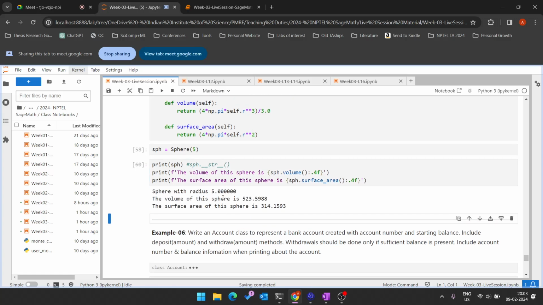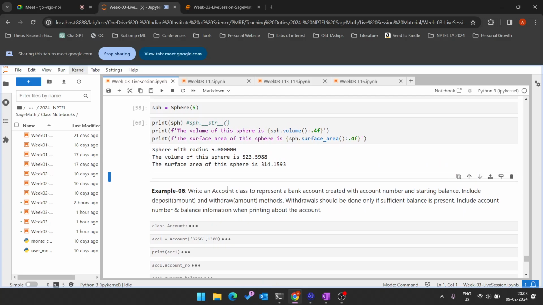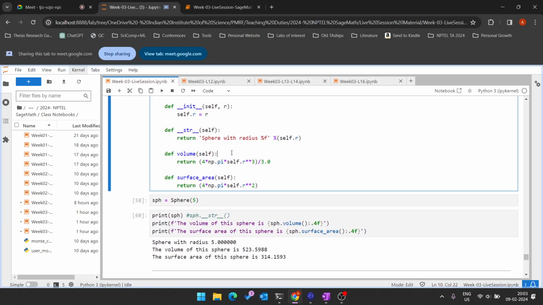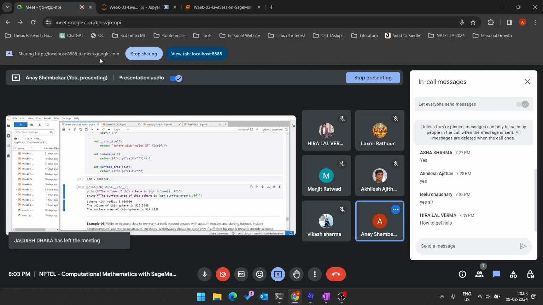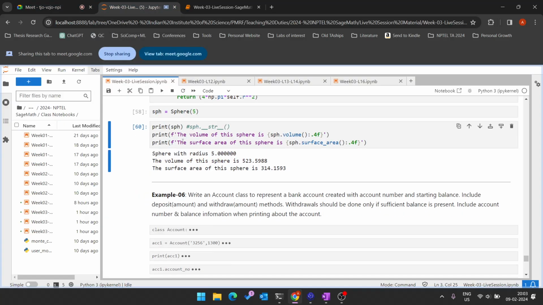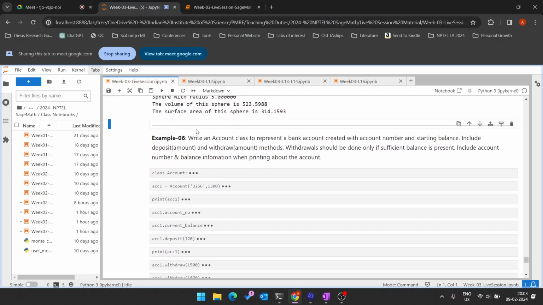Okay, the next example that we have is where we are asked to. Okay, this problem is clear, right? I think it's pretty straightforward, but if you have any doubts, you can stop me now. Okay, I think it's clear only.